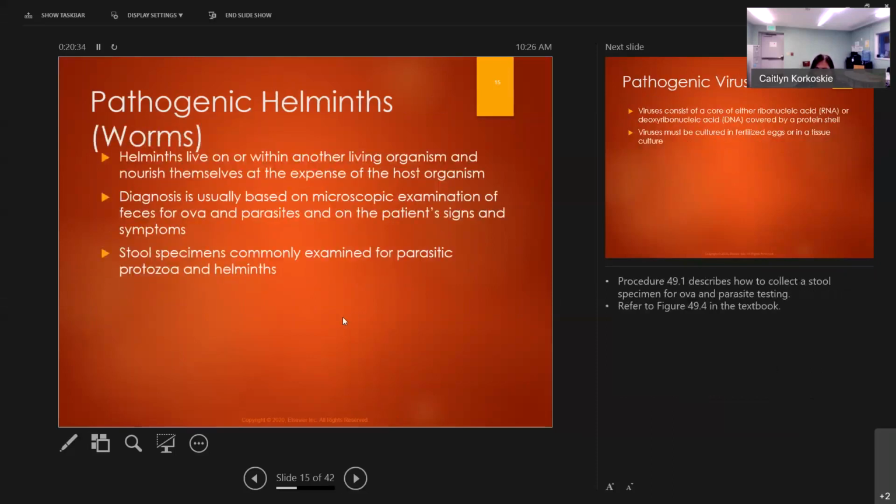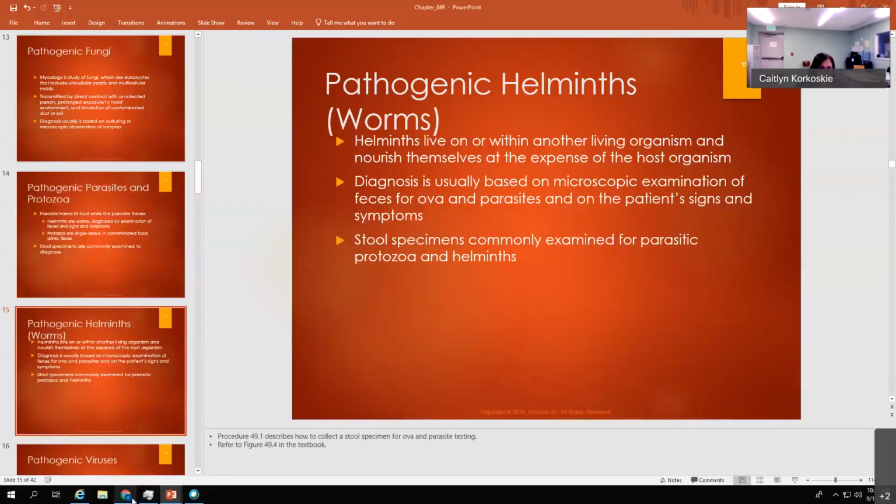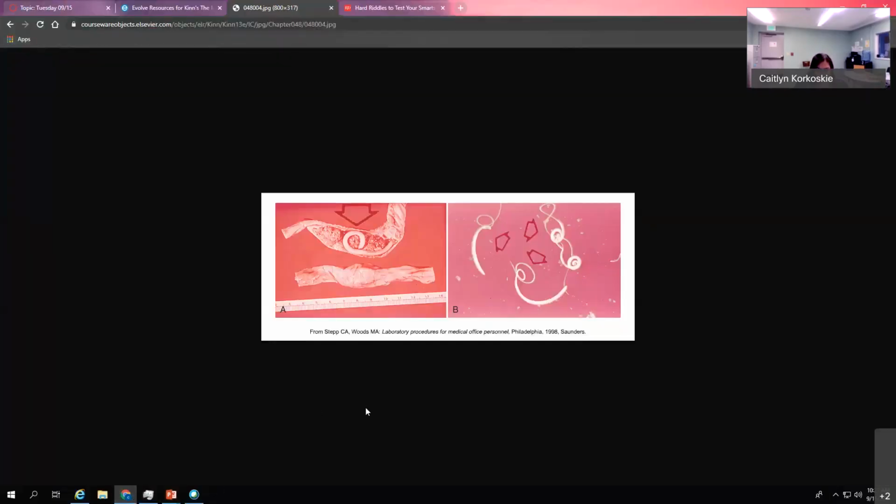All right, I had a picture here for this. I think it's actually on over here. So let's look at what those worms look like. Can you still see my screen? Good. Okay. So this is what it would look like if we were looking underneath the microscope and we were to find these types of parasites or this type of worm in a stool culture.